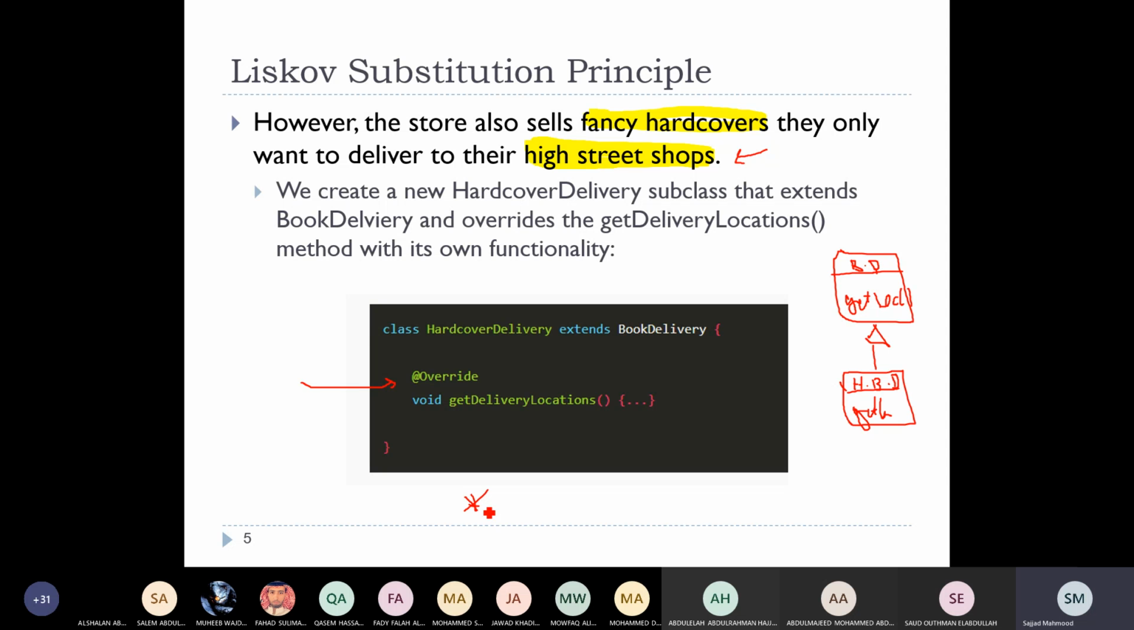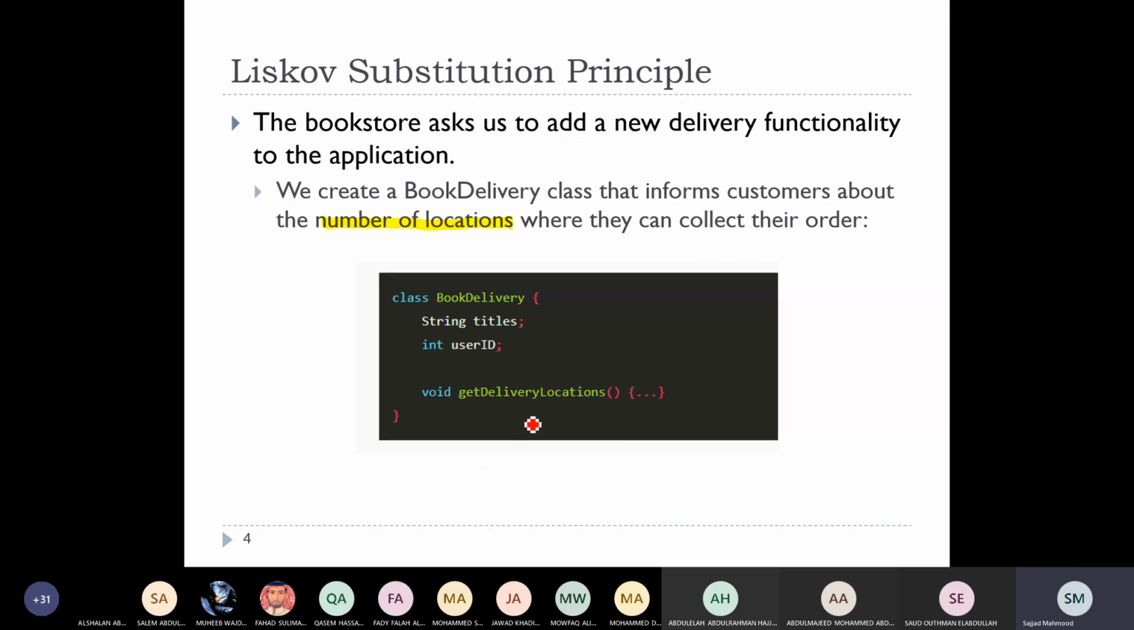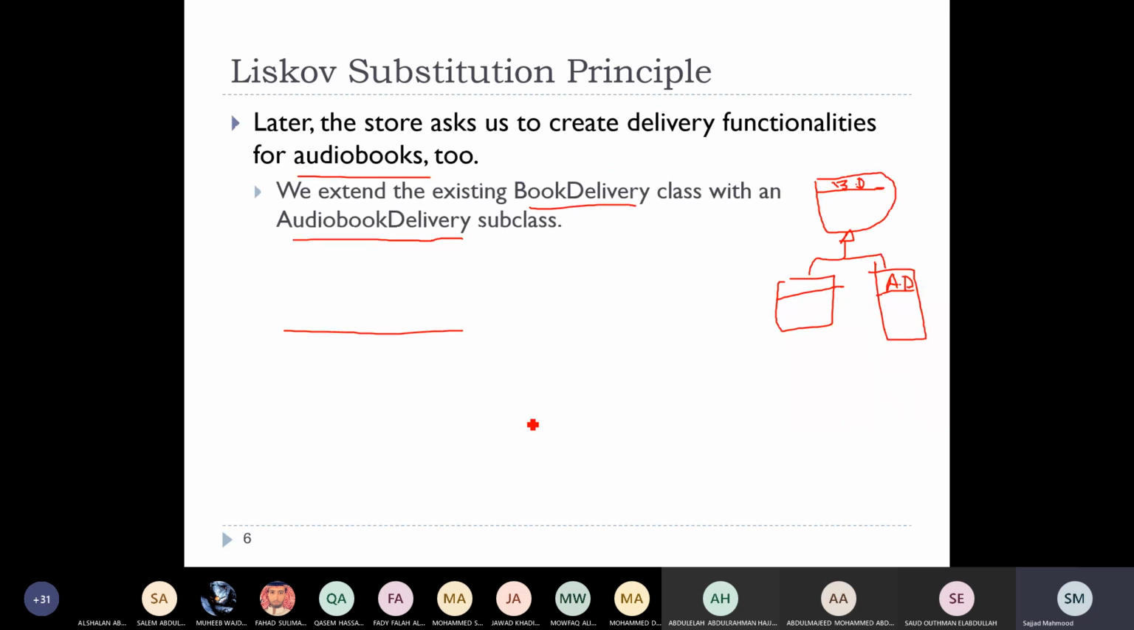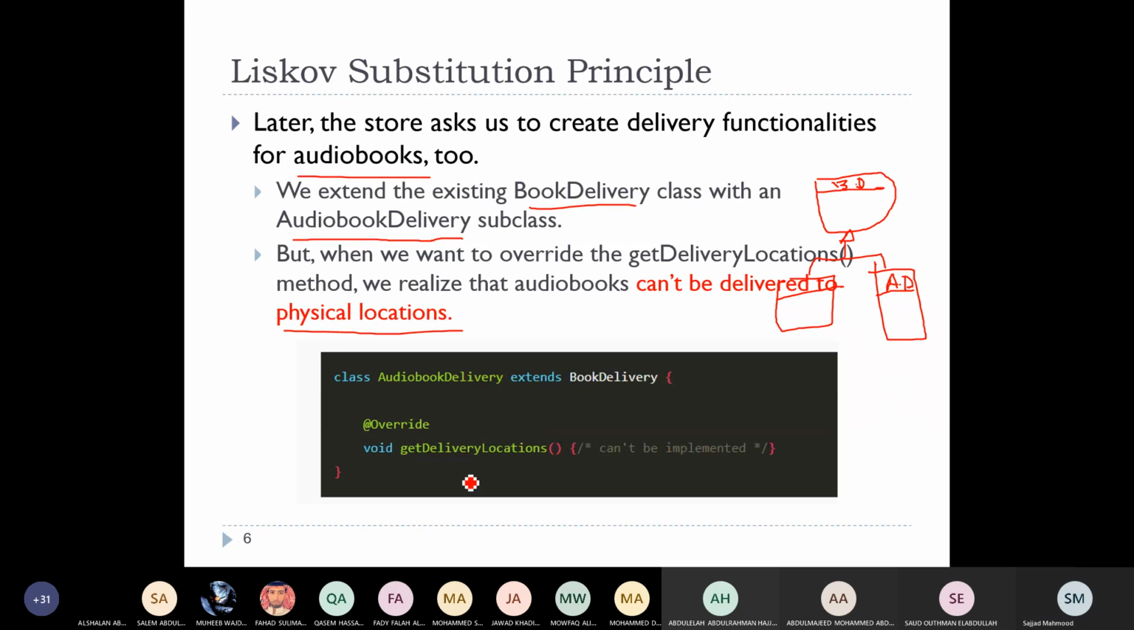Now, the get location in this example is not changing the characteristics because it's still getting us a delivery location, which is what the book delivery method is doing, right? But in this case, because there is no such thing as audiobook delivery, if I implement it, either I will implement nothing in it, or I will implement software download functionality, which is actually not get delivery location in a sense.